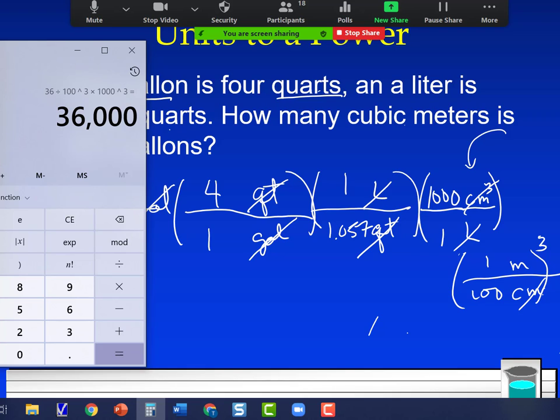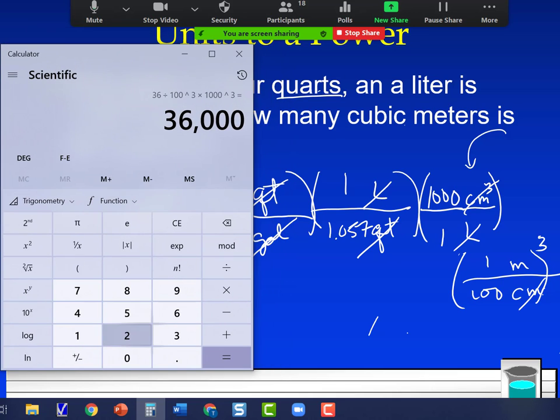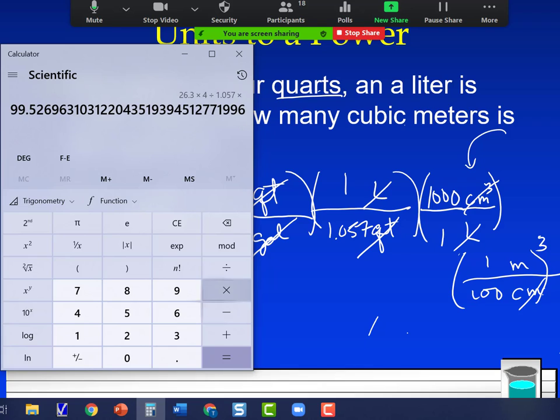So, where to begin? Well, 26.3 gallons times 4 quarts for a gallon divided by 1.057 quarts times 1,000. And because the cube is on the inside, I don't push it. Divided by 100, and now the cube is on the outside.